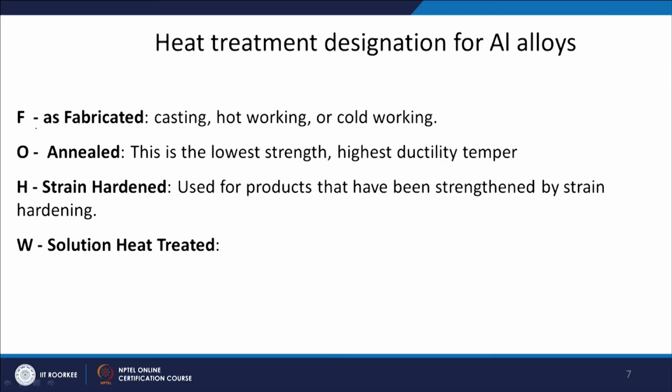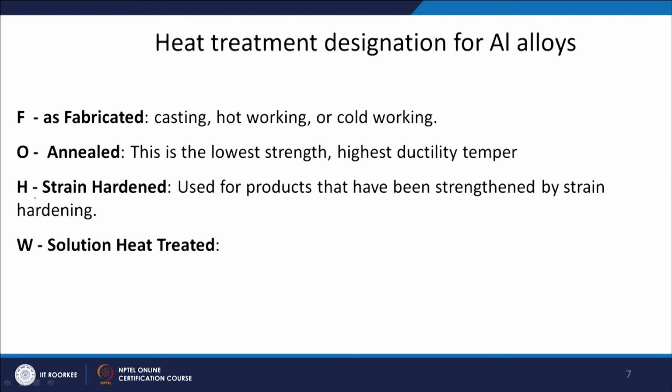Similarly, there is a designation for heat treatment, for the form in which you want it. If it is written as F, then it is as fabricated, either cast or hot worked or cold worked. In whatever condition it is fabricated, that is what you get. O is for annealed, that means after fabrication, this is the lowest strength you can get for a particular composition, but the highest ductility temper is available. So, after fabrication you can ask for it in fully annealed condition, and that designation will be O.